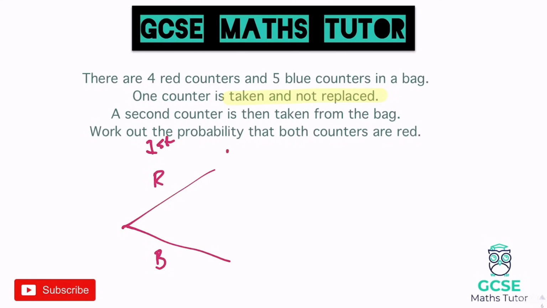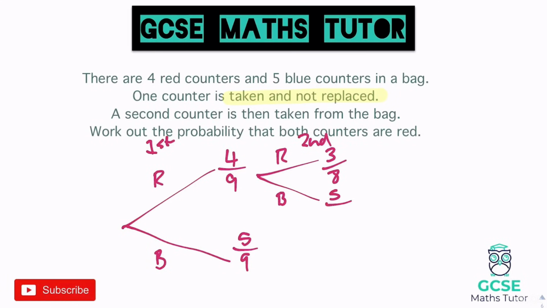And the red counters, there are 4 out of a total of 9. And the blue, there are 5 out of a total of 9. Now let's just have a look at this second pick to start with, and let's imagine we took a red. So if we take a red, what have we got now? We've got 3 reds left in the bag, and there are only 8 counters in total. But none of the blues were taken, so we still have 5, and that balances out to 8 there on the bottom, so we've got that option there.